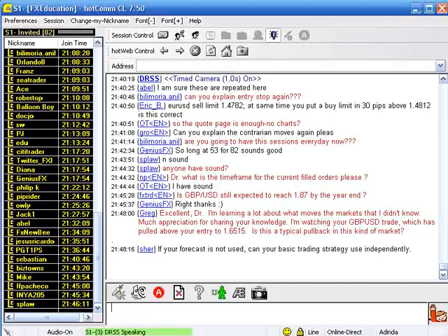Okay, Eric has got a question. Euro USD sell limit 1.4782. At the same time, you put a buy limit in 30 pips above 48.12. Is that correct? Yes. 30 pips above will be 48.12. Correct. So they stop cutting the low and they are firming it up.